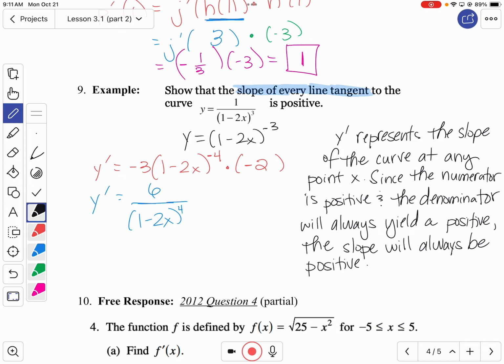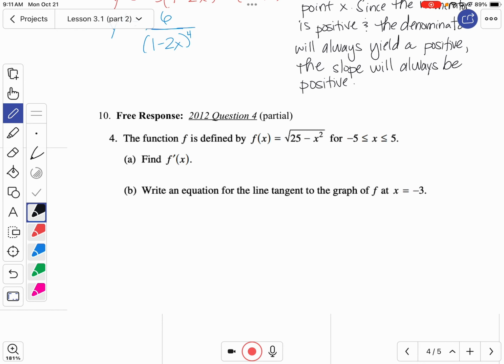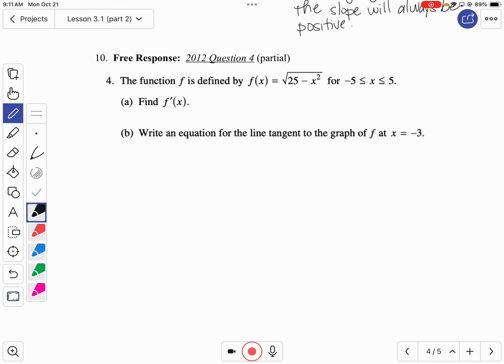Okay, so let's take a look at the 2012 question number 4. This is a non-calculator question, all right? So let's look at it, okay? So it says the function f is defined by, and it gives me the function. Notice it says between -5 and 5. Why does it say that?